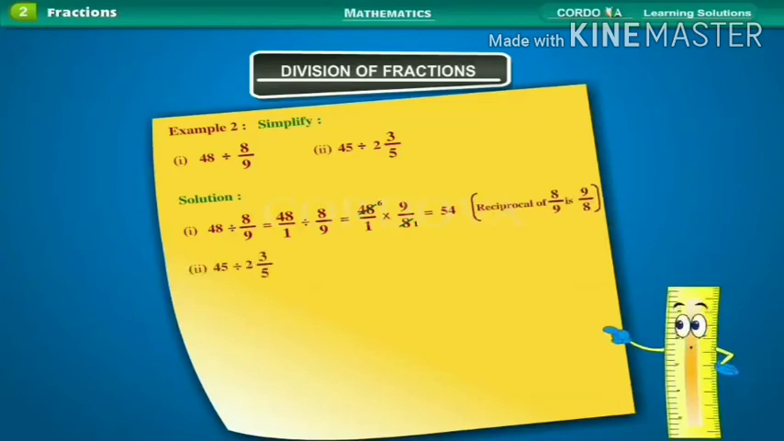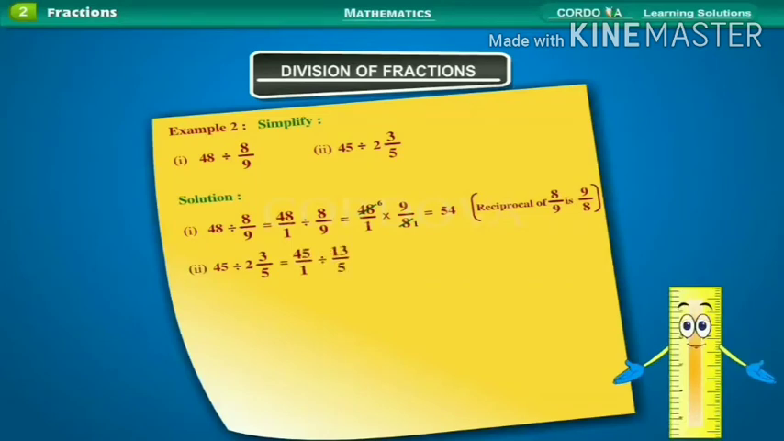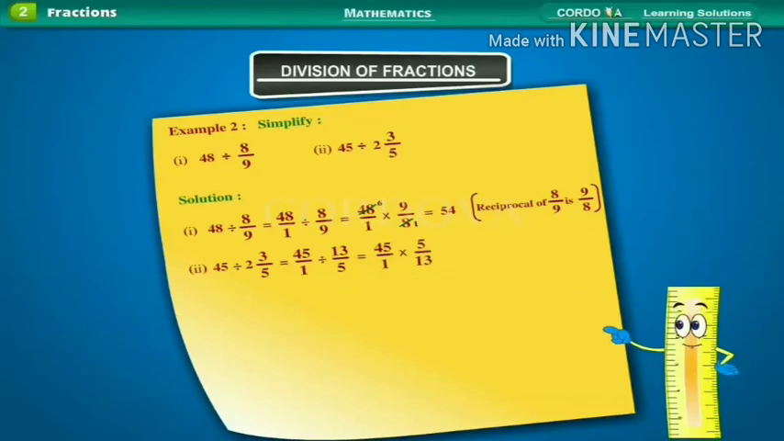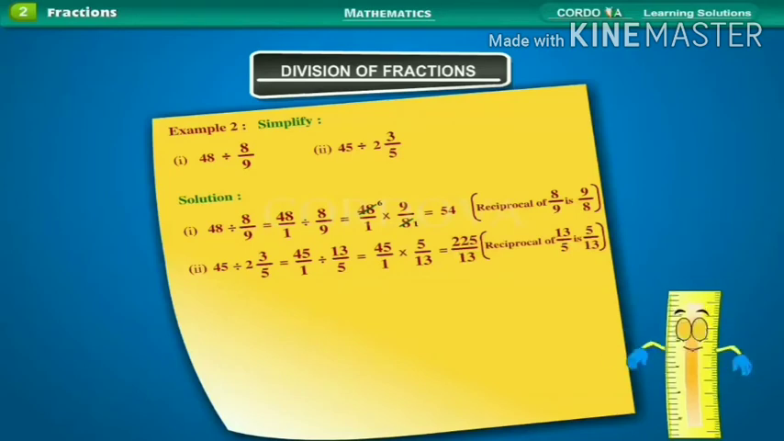45 divided by 2 and 3 upon 5 is equal to 45 upon 1 divided by 13 upon 5, which is equal to 45 upon 1 into 5 upon 13, which is equal to 225 upon 13. Reciprocal of 13 upon 5 is equal to 5 upon 13, which is equal to 17 and 4 upon 13.